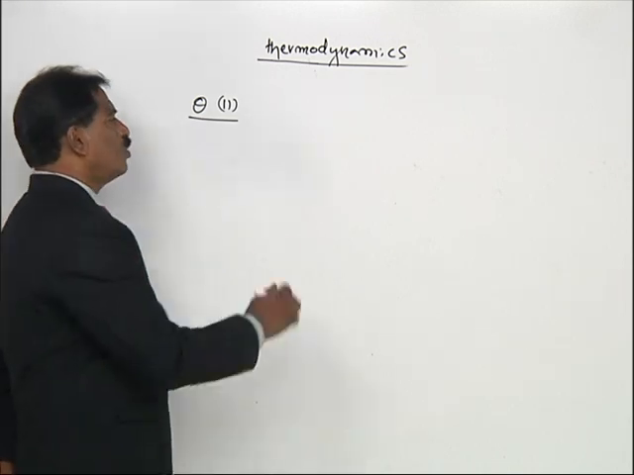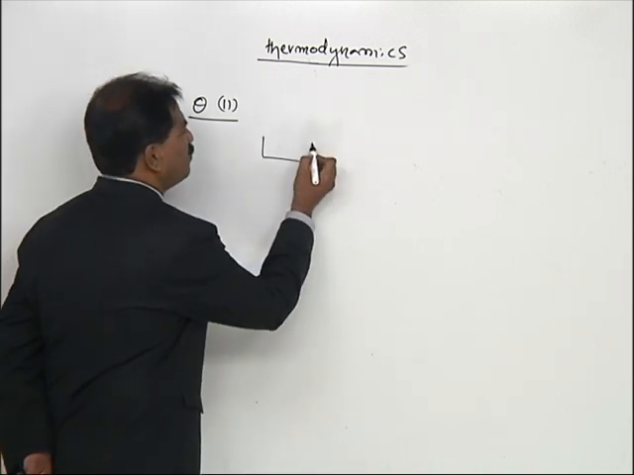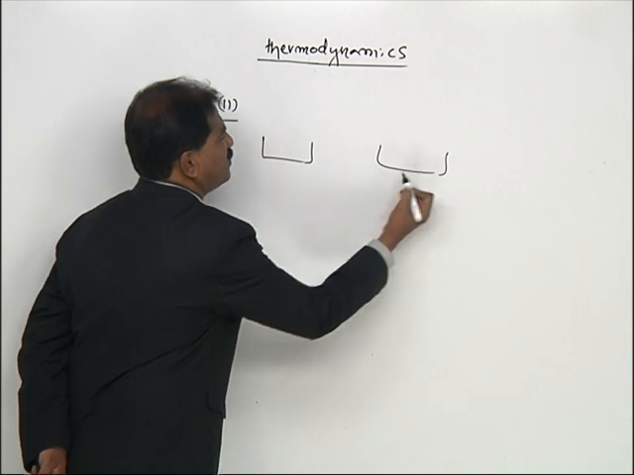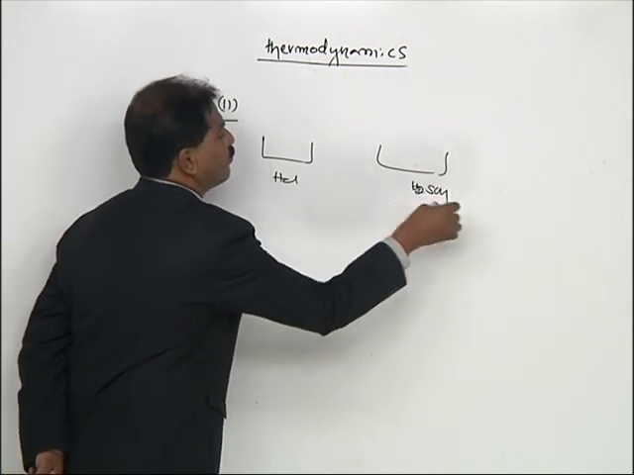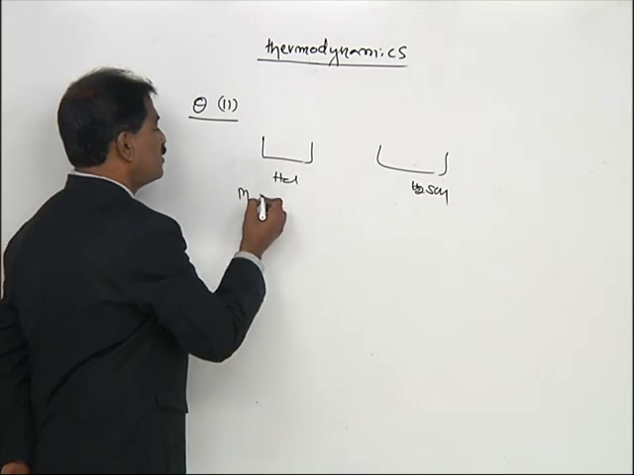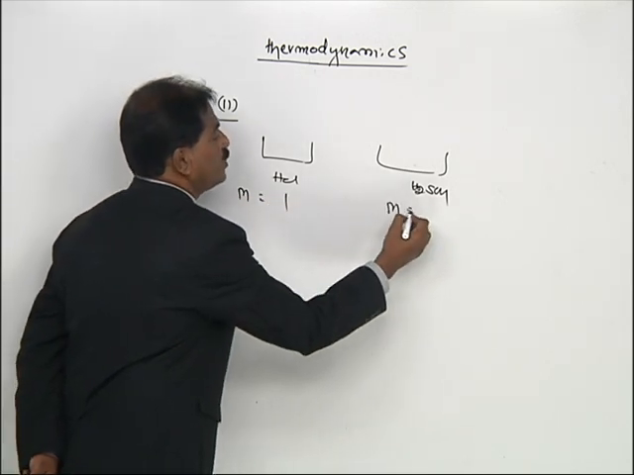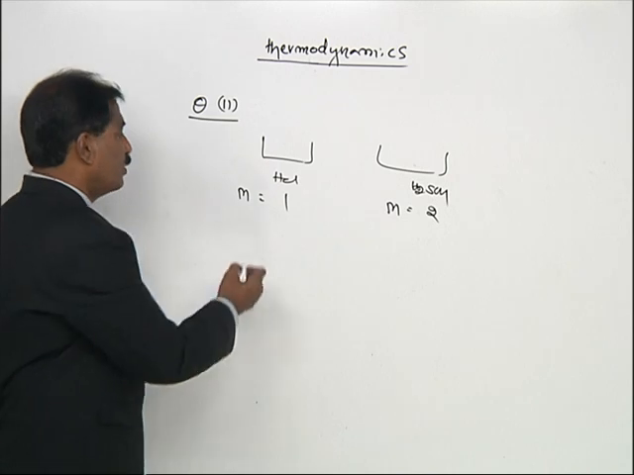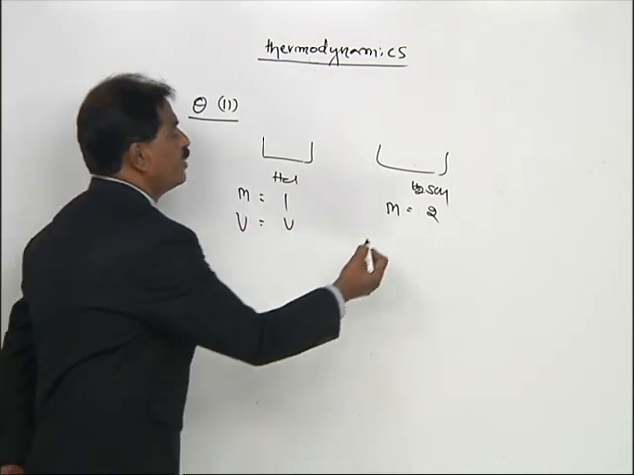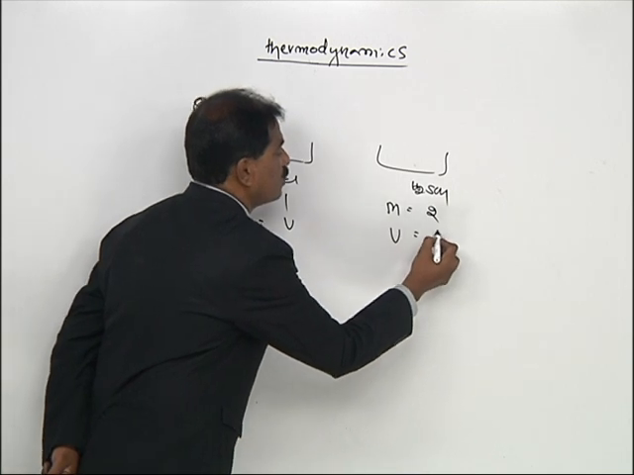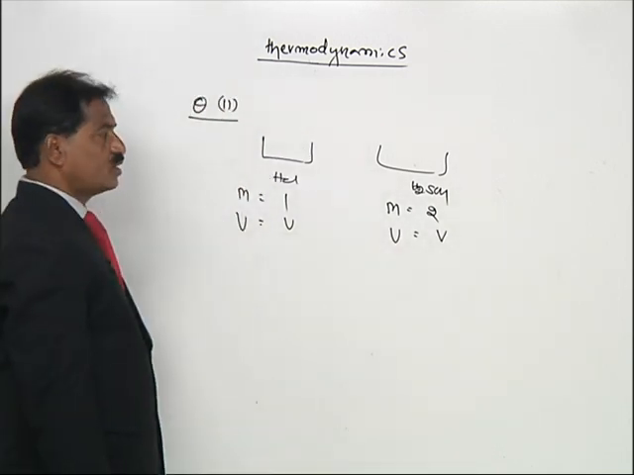So, here molar means in one solution they have taken the HCl, in another solution they have taken the H2SO4. Molarity of the HCl is given as 1, molarity of the H2SO4 is given as 2. Next, equal volumes. Here let us say volume is V, and here volume is again V. Both are strong acids.